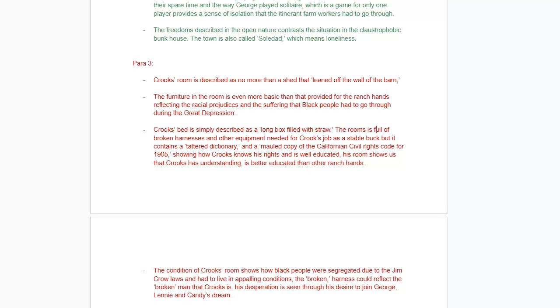And it contains a tattered dictionary and a mauled copy of the Californian Civil Rights Code for 1905, showing how the description of Crooks's room shows that Crooks knows his rights and is well educated. He has a better education than other ranch hands, but this is important because he has to face a lot of racial prejudice, being the only coloured man at the ranch, and in the hierarchy he is the lowest. He's in fact lower than Curly's wife, who threatens Crooks by saying she could get Crooks strung on a tree so easily it wouldn't even be funny, in a reference to lynching.